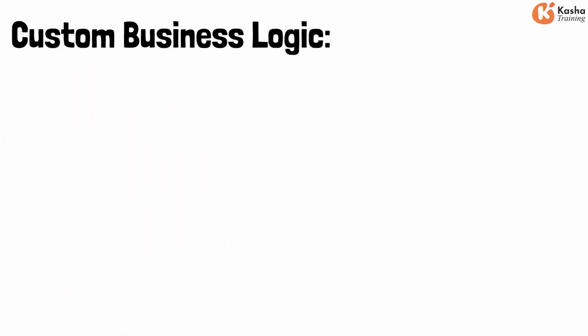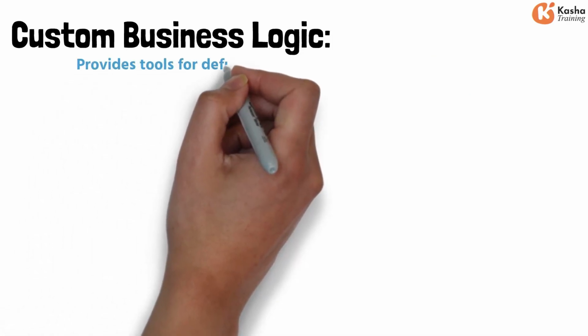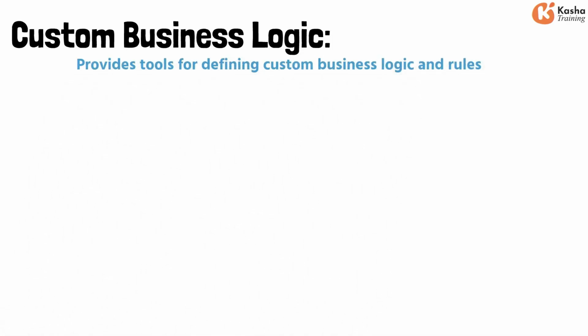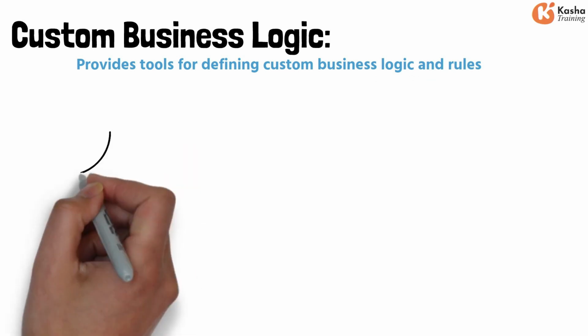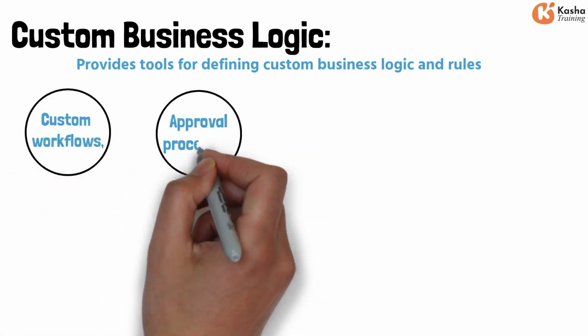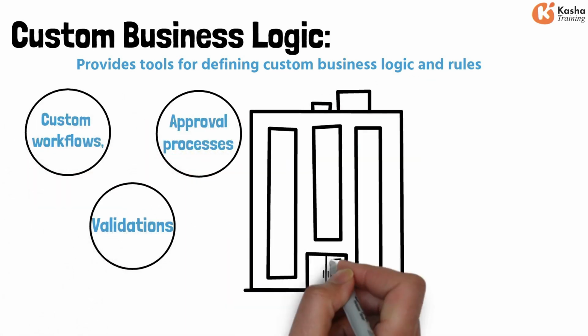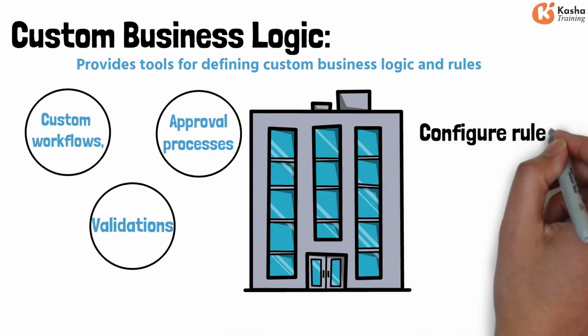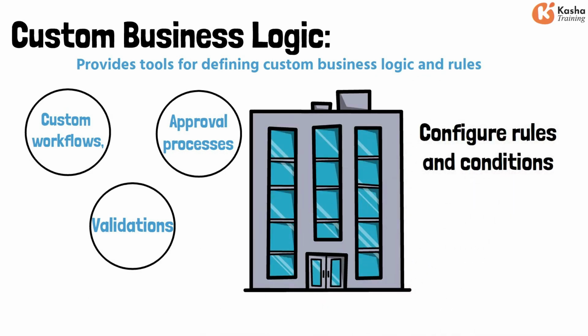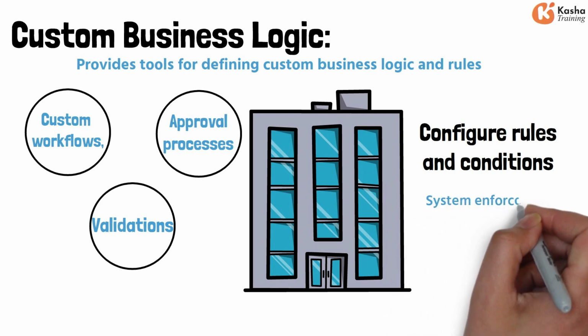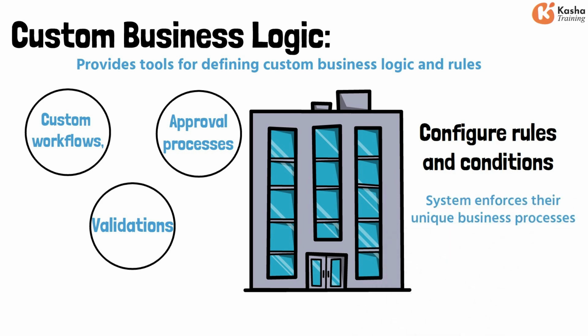Custom business logic. SAP C4C provides tools for defining custom business logic and rules. This includes the ability to create custom workflows, approval processes, and validations. Organizations can configure rules and conditions based on their specific requirements, ensuring that the system enforces their unique business processes.